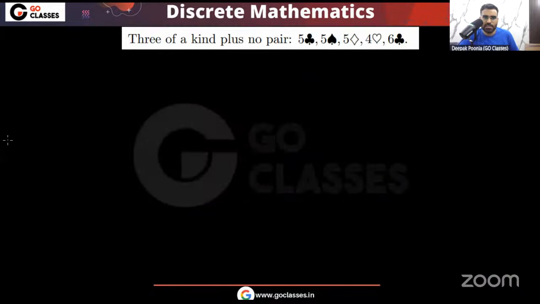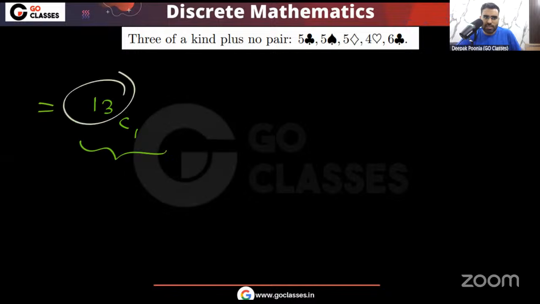Okay, so let's see this. 3 of a kind, total number of 3 of a kind poker hands, what will that be? First you choose the value for which there will be 3 cards. Correct? There are 13 values there. You choose one of them. We already know 13 values are present from 2 to ace: 2, 3, 4, 5, and so on, jack, queen, king, ace. Total 13 values, 13 denominations, 13 ranks are there. Out of them you choose one value.